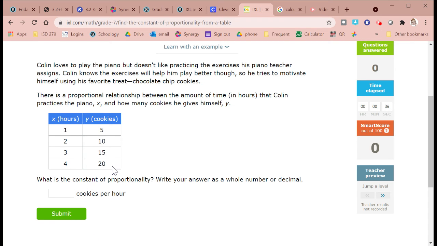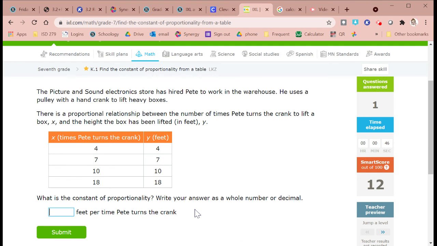So it says we have 5 cookies per 1 hour. So I know 5 divided by 1 is going to be 5. And let's try one more problem like this. They say here, what is the constant of proportionality? Write your answer as a whole number or a decimal, and then really I want you to look at what the units are. So it says feet per time Peter turns the crank. So if we look at this, we're looking at feet, so that's 4 feet divided by 4 times that Peter turns this crank. So 4 divided by 4 gives us 1.